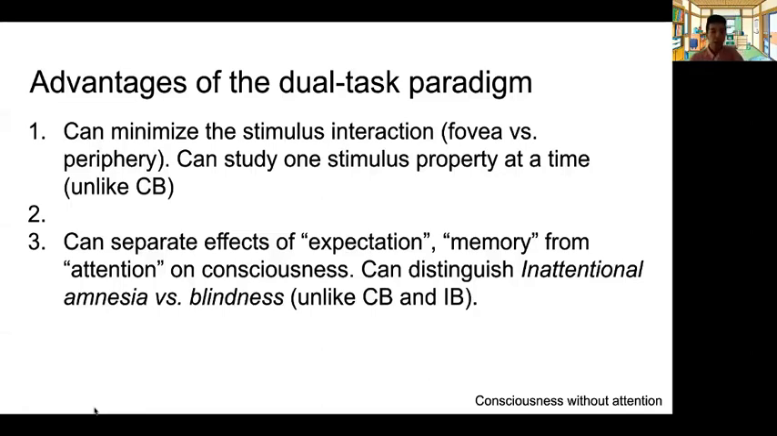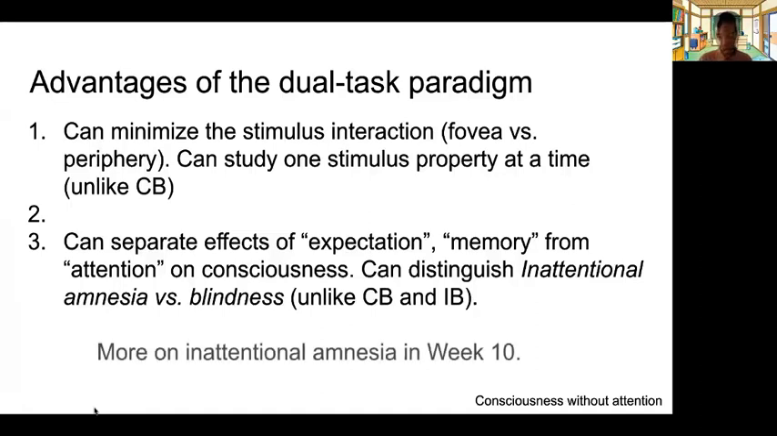Similarly, in the inattentional blindness and change blindness literature, it's still not clear whether people are experiencing things and then just quickly forgetting them. And forgetting speed could be different for different features of the stimulus. So that's one possible viable explanation, but it's very difficult to test. But now, with the dual task experiment, we can try to separate all these expectation and memory effects from attentional effects. And we are going to discuss these issues in later weeks.